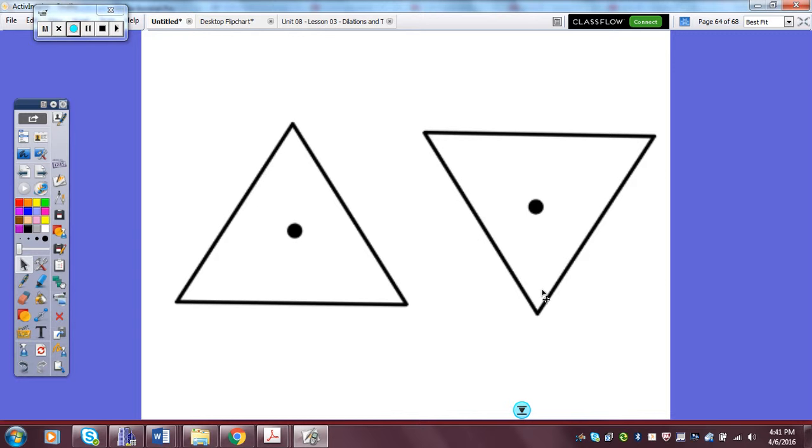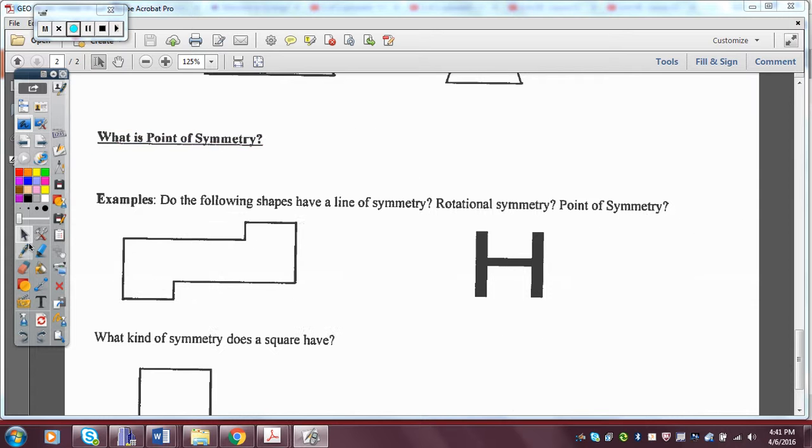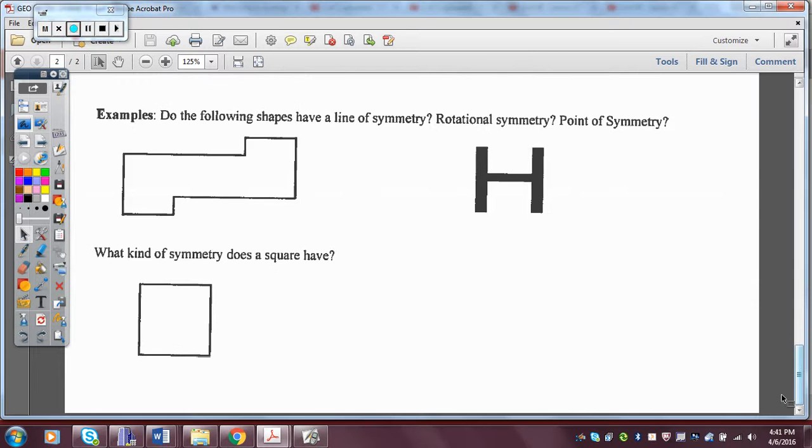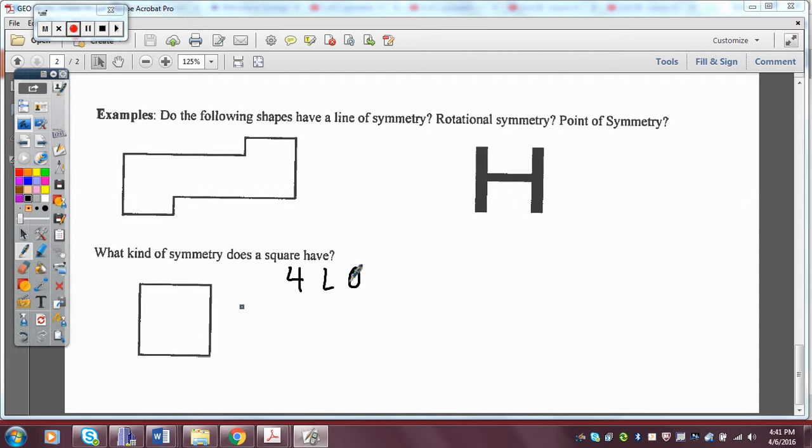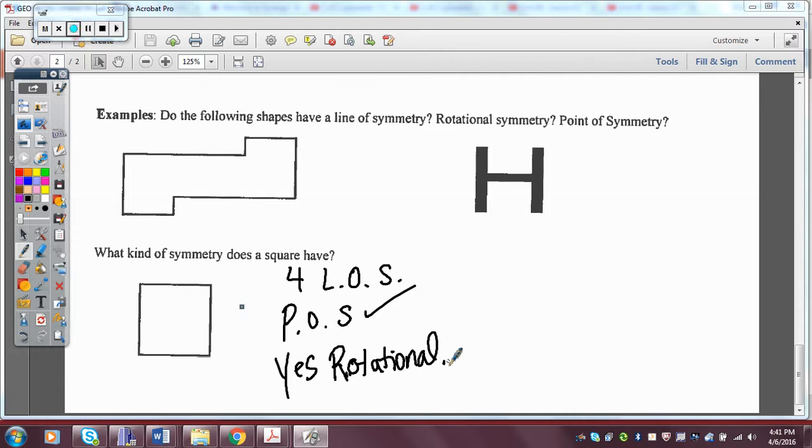Okay. So pause this video and talk about the type of symmetry a square has. A square has 4 lines of symmetry. It has yes to a point of symmetry. And it has yes to rotational symmetry. Okay. These are the main facts about symmetry you need to know. Next class we will talk about how we can determine the degree of rotational symmetry if it's not exactly at 180 degrees.